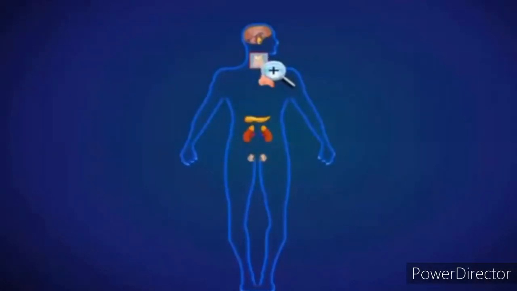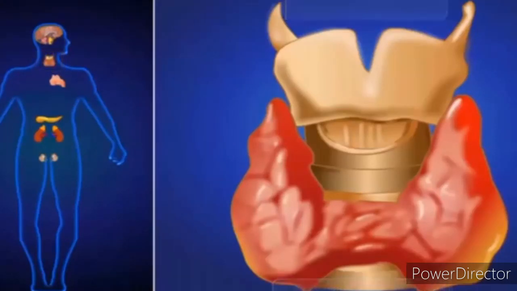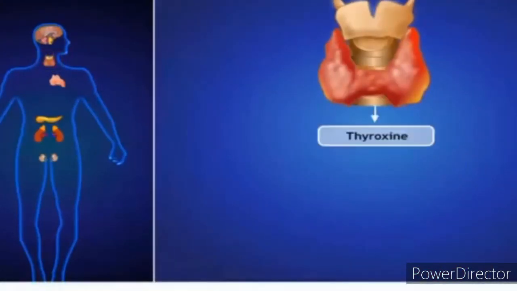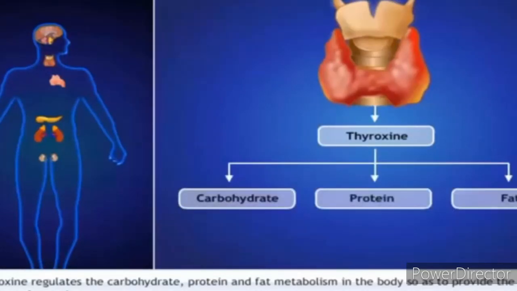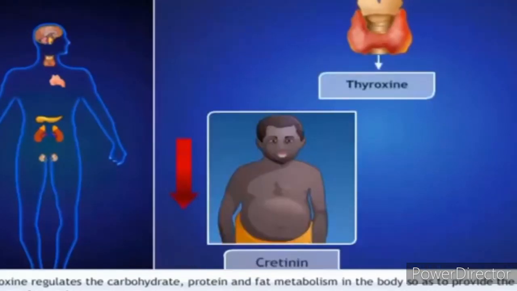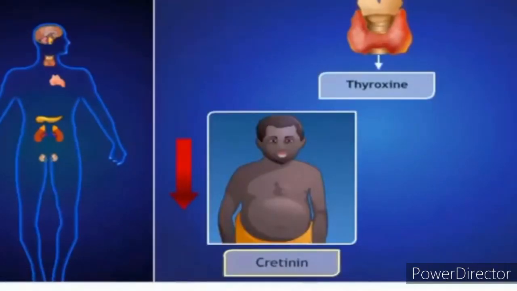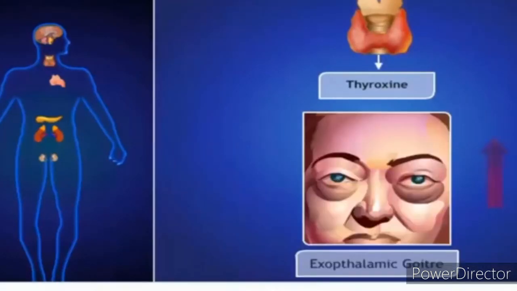The thyroid gland is located in the neck, ventral to the larynx in our body. It is known as the largest endocrine gland. It produces thyroxine, a hormone which regulates the carbohydrate, protein, and fat metabolism in the body so as to provide the best balance of growth. Hyposecretion of thyroxine leads to cretinism in children and myxedema in adults, whereas hypersecretion leads to exophthalmic goiter in adults.